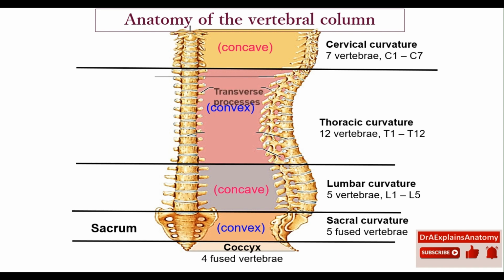Let's label the parts on the vertebra. This right here on the sides, we have the transverse processes. So we have 2 transverse processes for each vertebra.